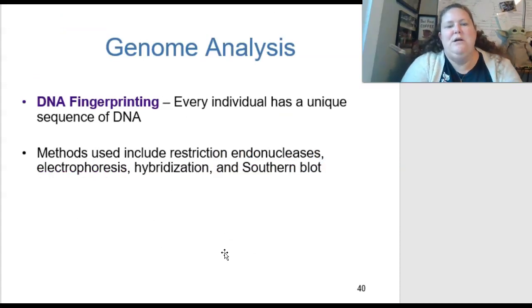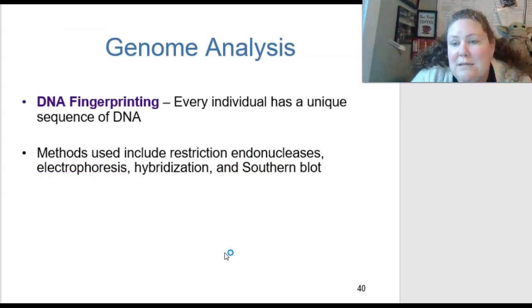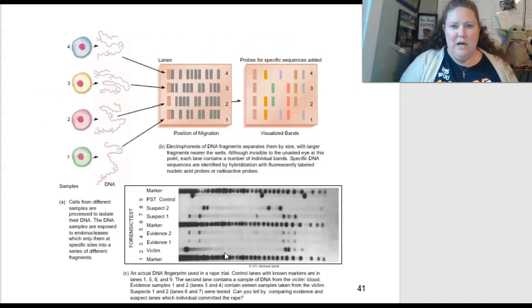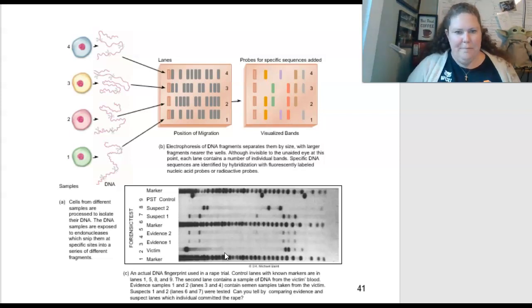So wrapping up this chapter, looking at genome analysis, we have a thing called DNA fingerprinting. This is where every individual has a unique sequence of DNA. Methods used to do this include restriction endonucleases, electrophoresis, hybridization, and the Southern blot that we talked about earlier. So looking at this lovely picture, we can see what they are talking about.